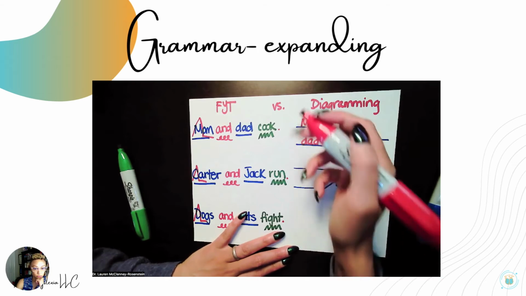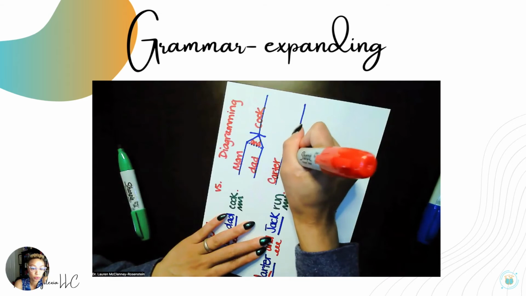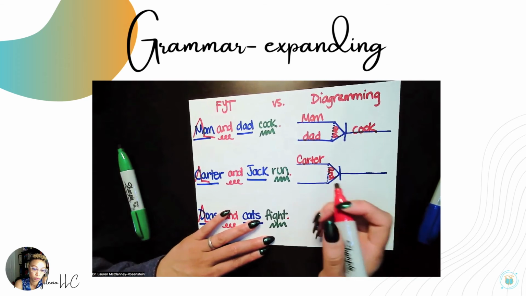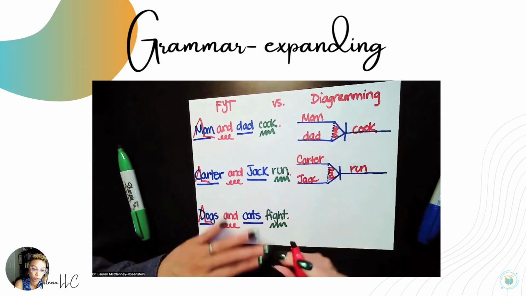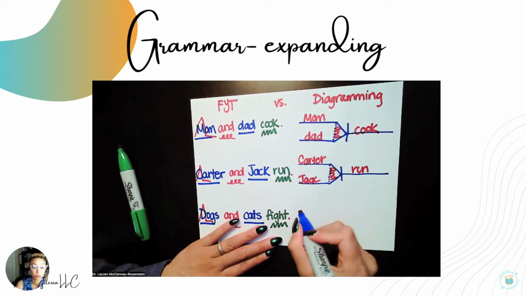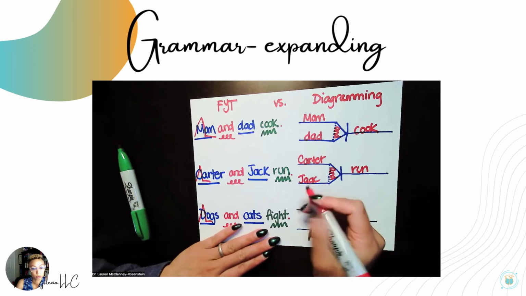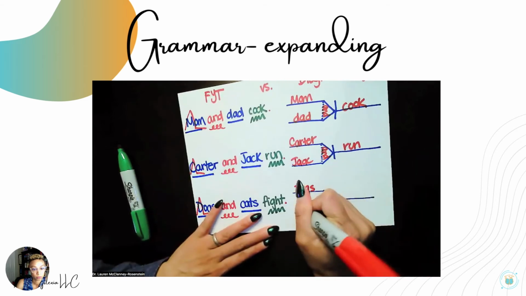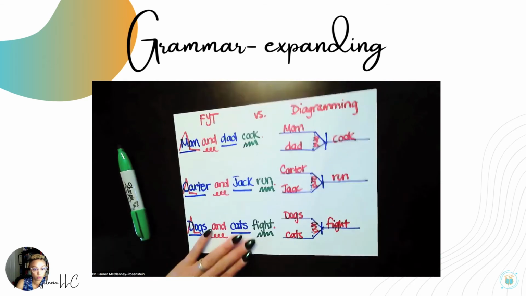So we have Carter, and I highly recommend students write it as the sentence is. You don't want to do Carter, Jack, and. That's not what the sentence says. Carter and Jack run. So I'm going to do my skeleton again. Noun, line, verb. We have dogs and cats, right? And there you have it.